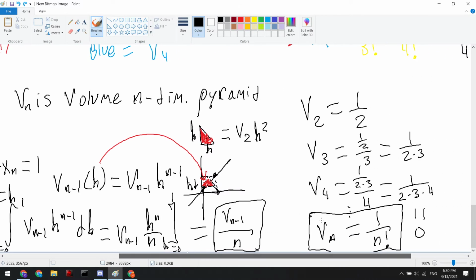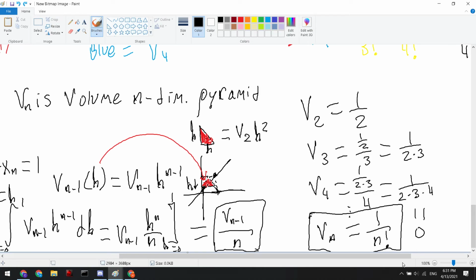For example, what we end up with is that V2 is 1/2. We already know this. You draw the triangle, whatever. V3 is going to be 1/2 divided by 3, which is 1 over 2 times 3, or 1 over 6. We've already seen this. But V4 is going to be 1 over 2 times 3 divided by 4, which is 1 over 2 times 3 times 4. Which tells us that if you see the pattern, V of n is going to be, by induction, 1 over n factorial, which, as this guy shows, is such a surprising result.